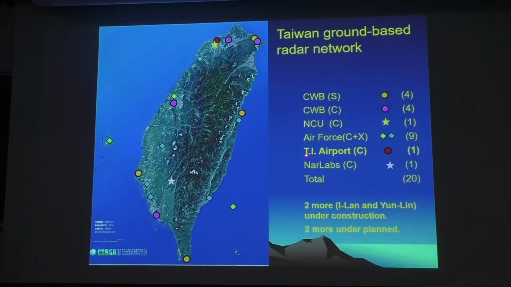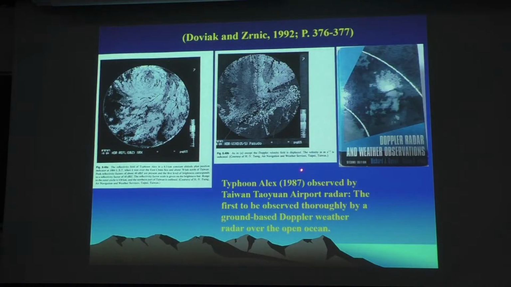Among those radars, the Taiwan International Airport radar was the very first Doppler radar installed in Taiwan, back in 1987. In that year, this radar observed Typhoon Alex, and this observation was also mentioned in this textbook. It says in the book, Typhoon Alex observed by Taiwan Airport radar was the first to be observed thoroughly by a ground-based Doppler weather radar over the open ocean.